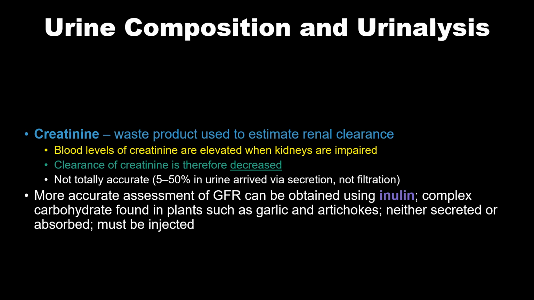A more accurate assessment is used with inulin. I'm sorry, inulin, not insulin, inulin. Inulin, not to be confused with insulin, is a complex carbohydrate found in plants like garlic and artichokes, and it is filtered by the glomerulus, but it is neither reabsorbed nor secreted, so GFR may be accurately measured by injecting inulin and comparing its excretion in the urine to its plasma concentration.